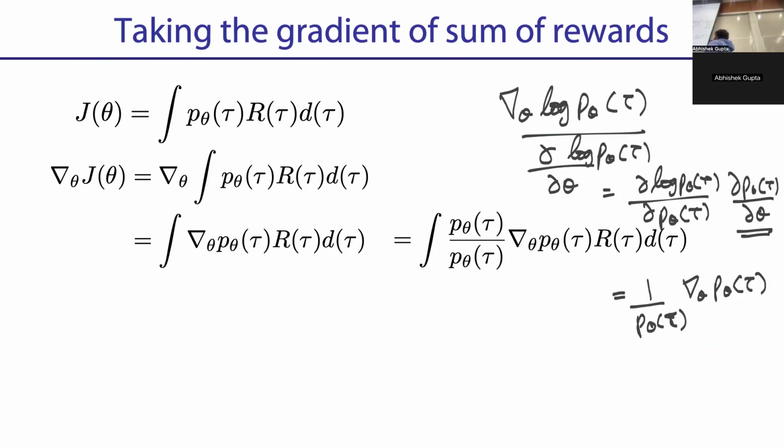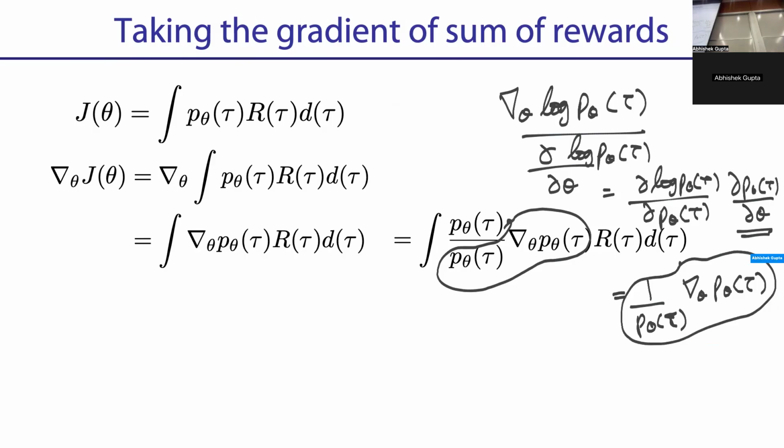So if I look at this expression, grad theta p theta tau divided by p theta tau is exactly the same as grad theta of log p theta tau. Make sense? All we did is use the chain rule here. We multiplied and divided, we regrouped the terms, and then we noticed that grad theta log p theta tau is exactly equal to this and this term put together.